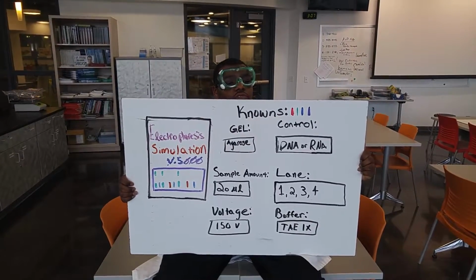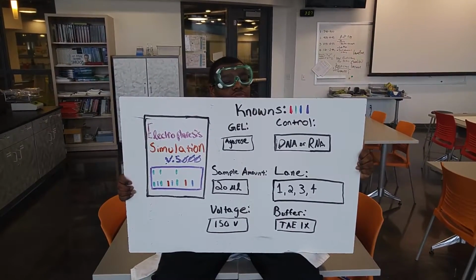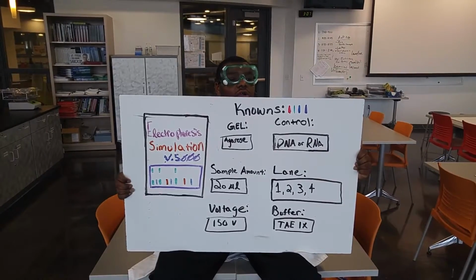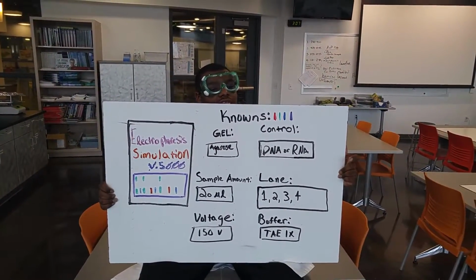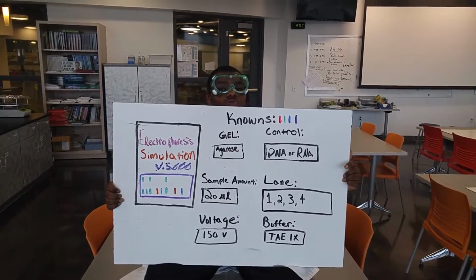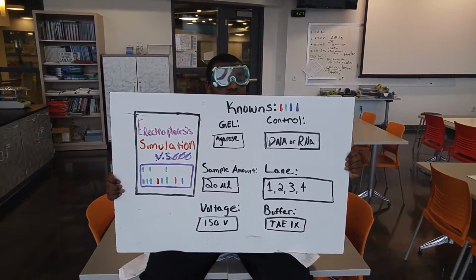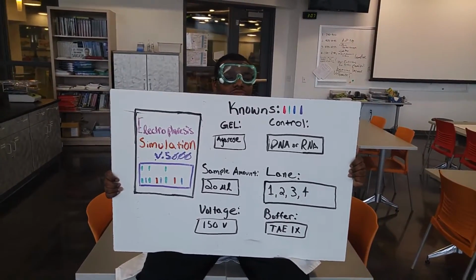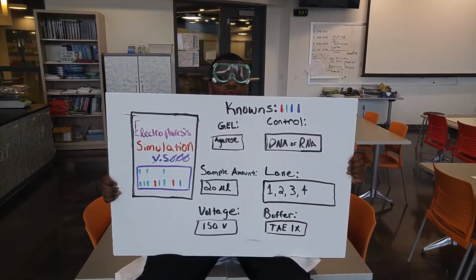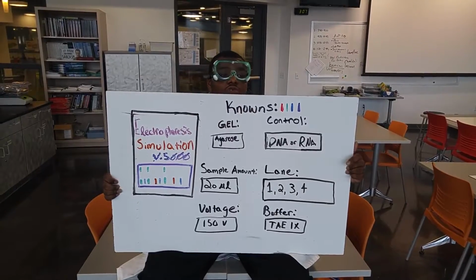For the control DNA sample, you need to type in the type of DNA it is, DNA or RNA, possibly even lambda. You need to type in the lane that it will go into. Typically you do one. The buffer that you have planned on using with your agarose gel, typically you use a TE 1X buffer. And then you also need to type in the type of gel you want to use.